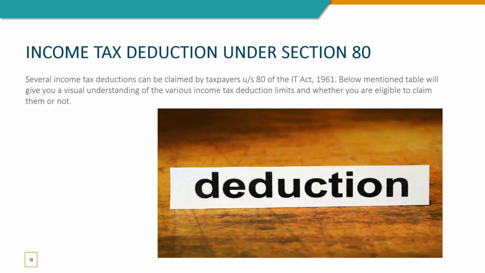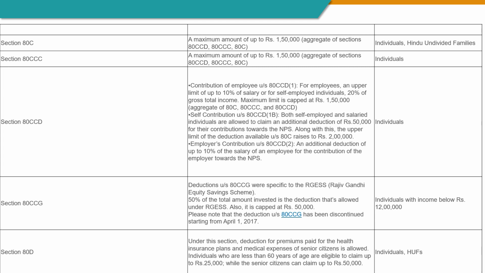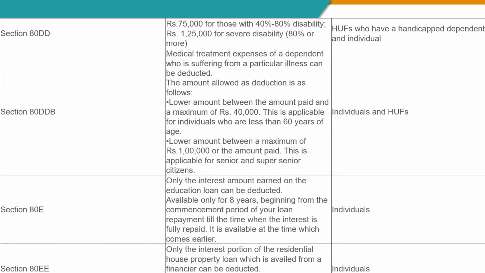Income tax deduction under Section 80. Several income tax deductions can be claimed by taxpayers under Section 80 of the IT Act, 1961. The below-mentioned table will give you a visual understanding of the various income tax deduction limits and whether you are eligible to claim them or not. Describe Section 80DD to Section 80U. Here we know how to file it.